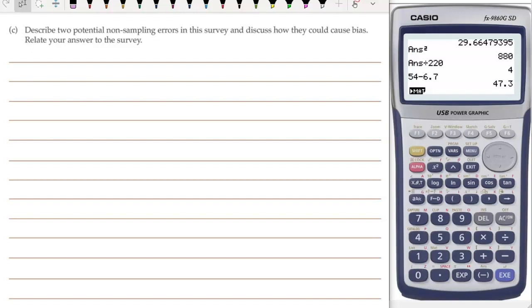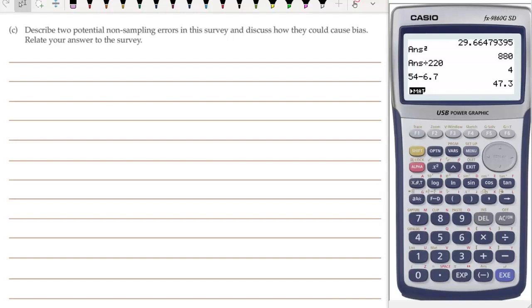Now we're looking for 2 potential non-sampling errors in this survey and how they could cause bias. So non-sampling errors exist in the way that the survey was conducted and are usually like human things that we would normally try to accommodate for and try to remove. So within this survey, it was the news crew that went out at a particular time. It was between 12 p.m. and 2 p.m. on one weekday, and so there are some issues with that. So we'll pop a couple of those down.